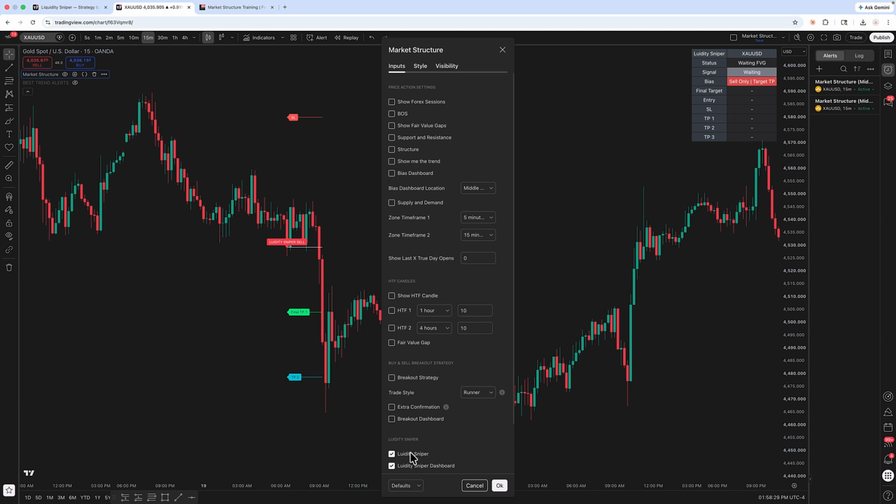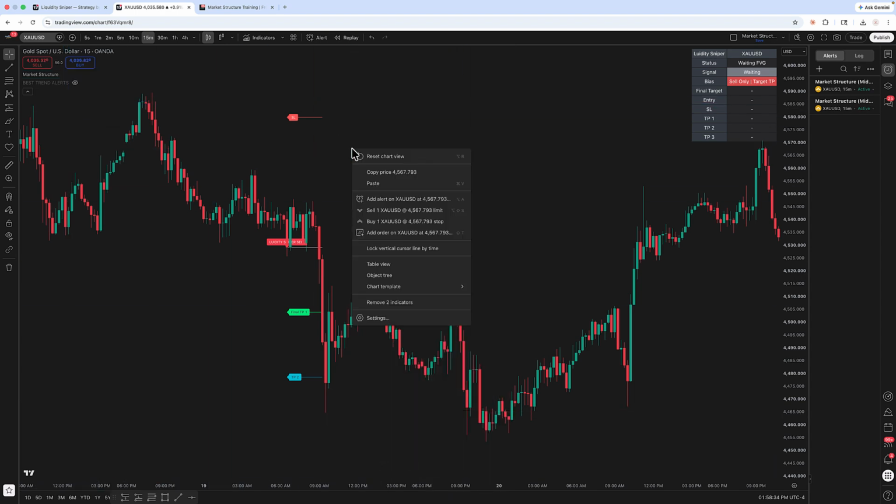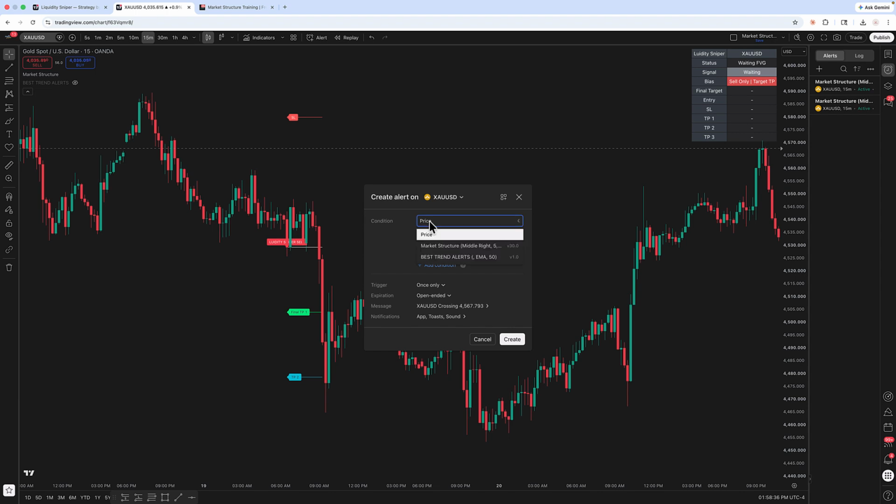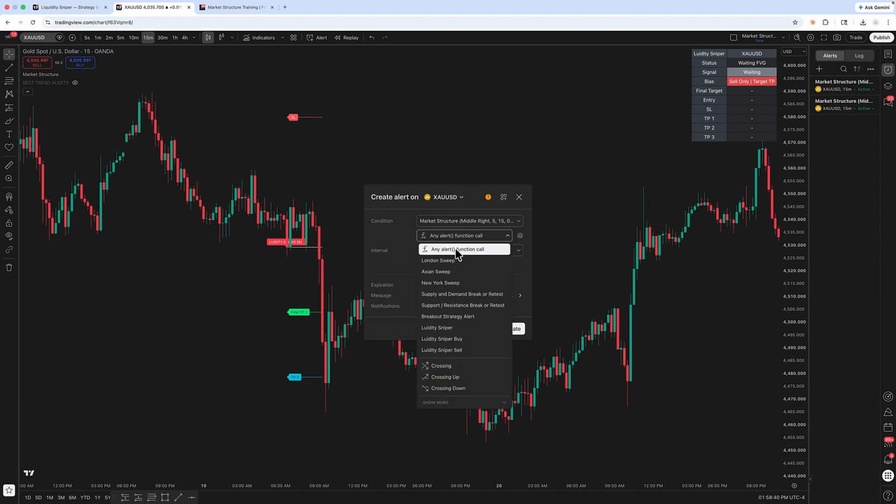So two ways you can set these alerts up. For one, you can add alert and pick market structure, and you can choose any alert it's going to do for the breakout strategy. And if you want the Liquidity Sniper, you have to do a different alert and pick Liquidity Sniper.